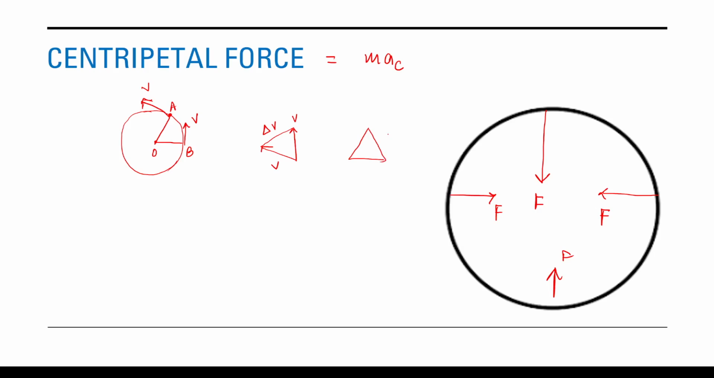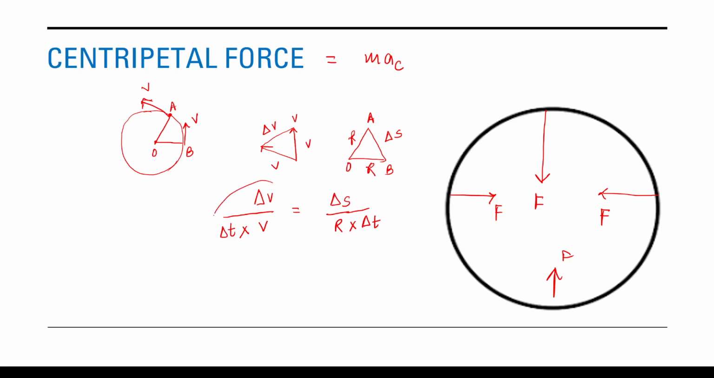Now if I take this triangle AOB, it gives me the displacement delta S for AB, and OA and OB are both R, where R is the radius. And this is V. These two triangles are similar, so the ratio of the sides is the same: delta V over V equals delta S over R. Now I'm dividing both sides by a small time, delta T. This is something you can do in maths: you can divide or multiply both sides by the same number.